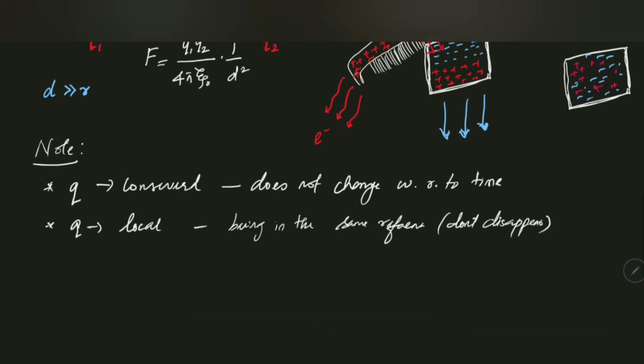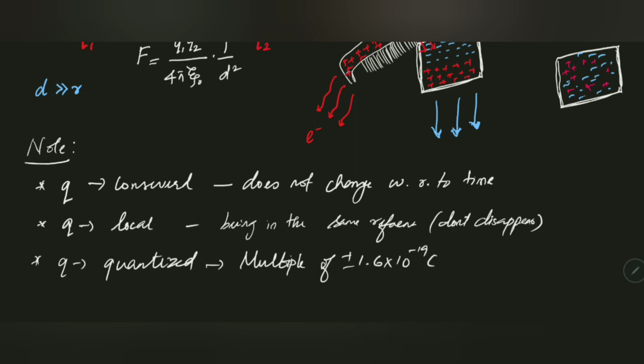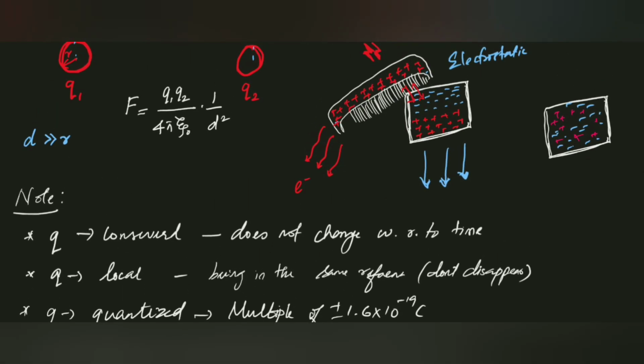The charges don't disappear. They can move from one point to another due to the law of attraction or repulsion, but they will not disappear for a time period and then reappear. It doesn't happen. That is called local. And the last one is that q is always quantized. It is a multiple of the value 1.6, that is, plus or minus 1.6 times 10 to the power of minus 19 coulomb. This is the main property of a charge in any object. That's why I told you with this example how it happens.